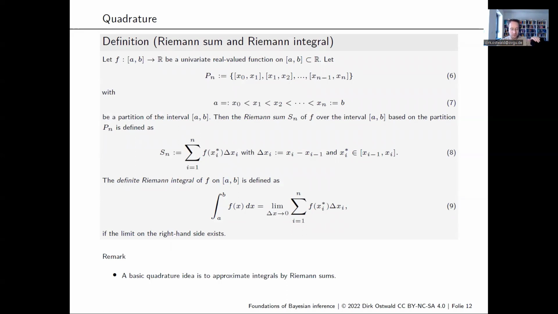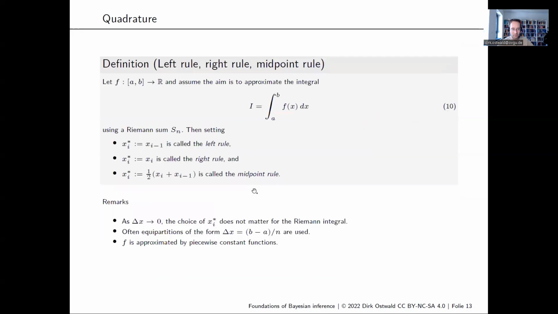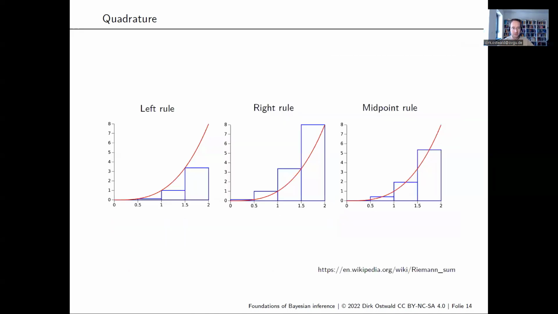This is actually what you did in school when you introduced the Riemann integral in the first place. You said, okay, we want to compute this area under the curve. Now let's put rectangles there and make them ever smaller. And that's what is called quadrature. Of course, there are then different ways and different things to make things better, but essentially that is it.